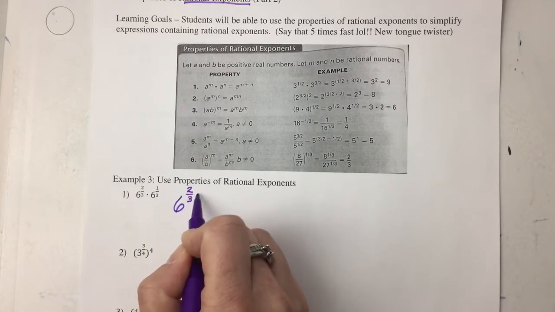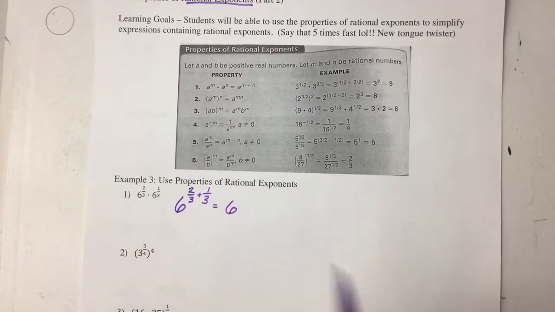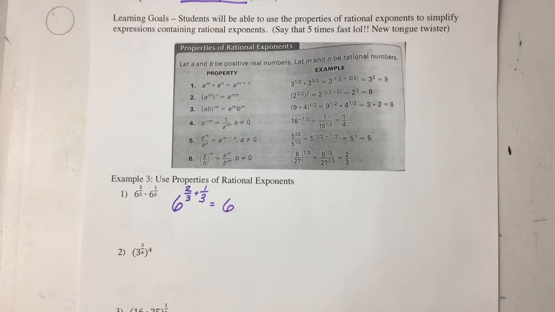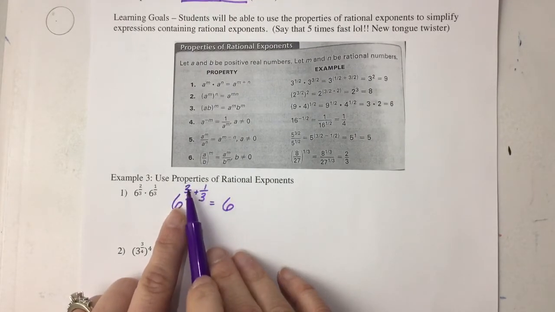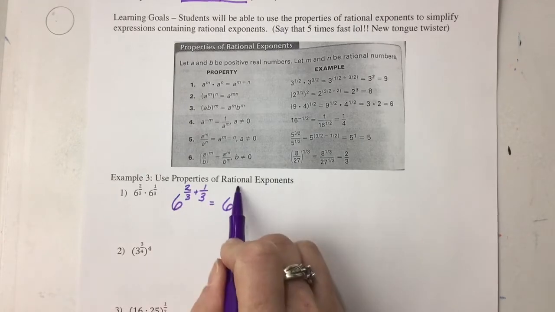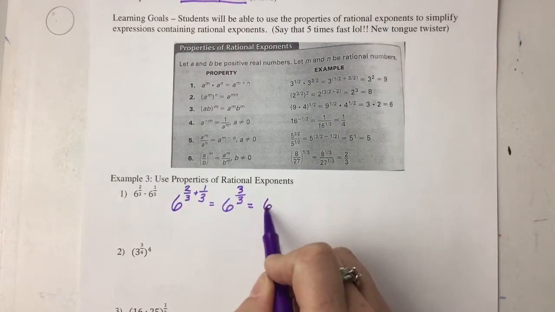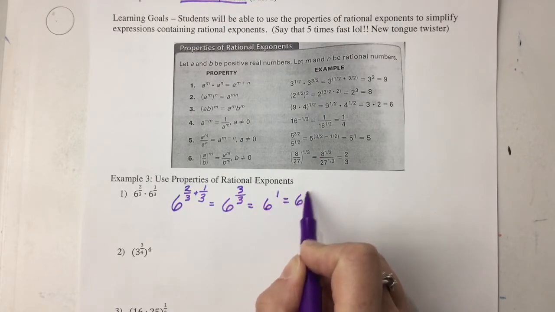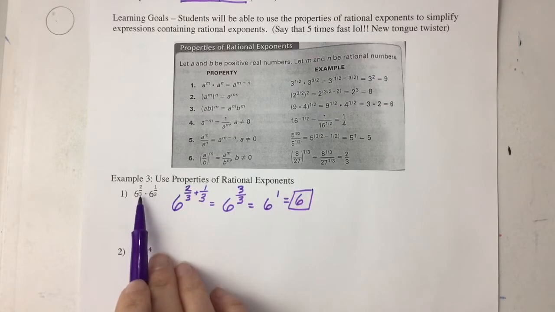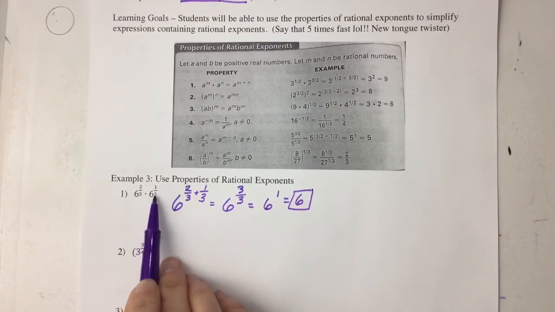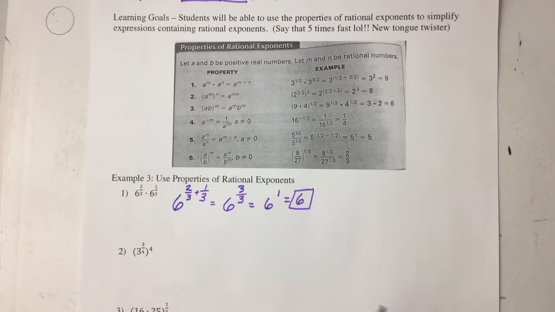So 2/3 plus 1/3. When you are adding fractions, you have to have a common denominator, and we do. This is a 3 and this is a 3. You're adding the numerators. 2 plus 1 is 3. So this is 3 over 3. Hey, check this out, 3 over 3 is 1. 6 to the power of 1 is 6. So 6 to the 2/3 times 6 to the 1/3 has a value of 6. Okay, so that was property number 1.